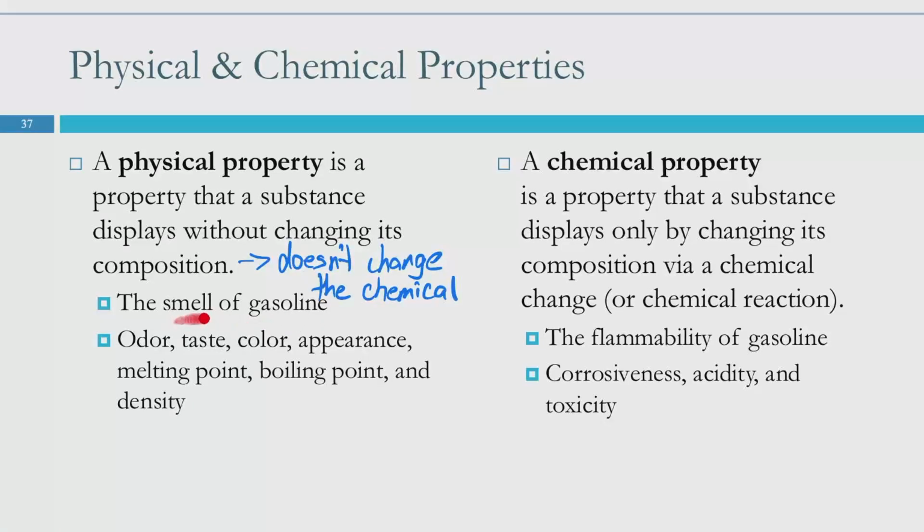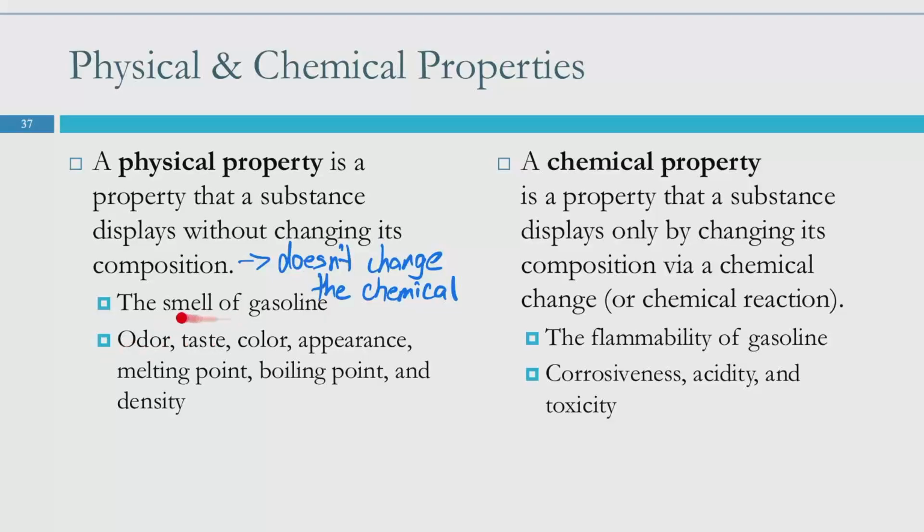So for example, the smell of gasoline. If you go to Costco or whatever gas pump you prefer, and you're filling up your car and oops, you accidentally smell a little bit of gasoline, have you magically transformed your gasoline in your tank into something else? No, you haven't. Your gasoline is still intact, it's still good to be burned, your car's still going to run. So that would be a physical property.